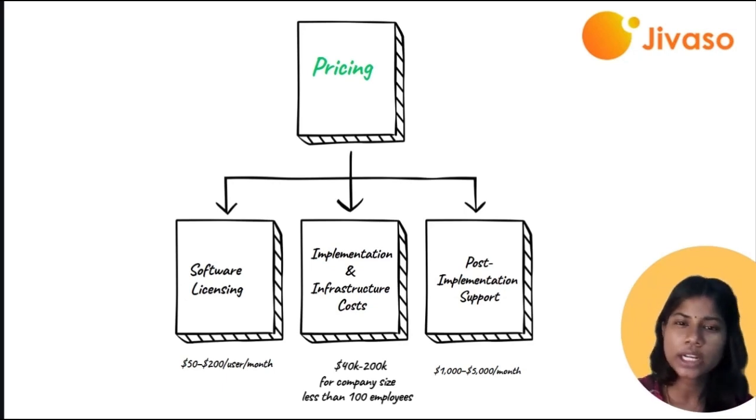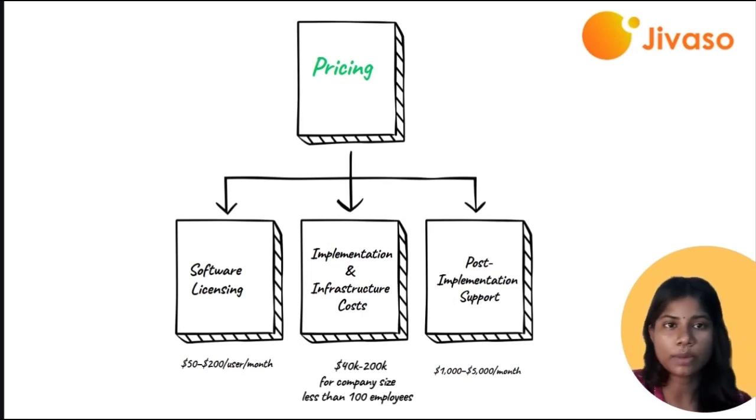At Jivaso, we typically work with clients on a pay as you go support model. So, depending on the scale of your system and support needs, we recommend budgeting about $1,000 to $5,000 per month. And this support budget is actually in addition to your annual software licensing fee. I believe this gives you a good understanding of how the pricing works when it comes to ERP implementation.